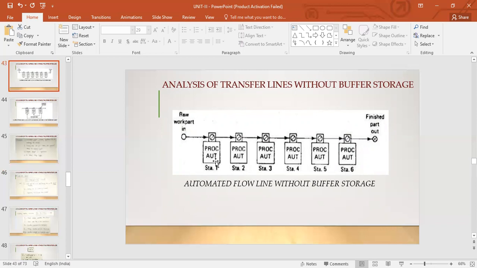So for example, station 1, let's say, has 5 seconds as cycle time. Station 2 has 4. Station 3 has again 4. Station 4 has 6. Station 5 has maybe 3 seconds, and station 6 has let's say 7 seconds.